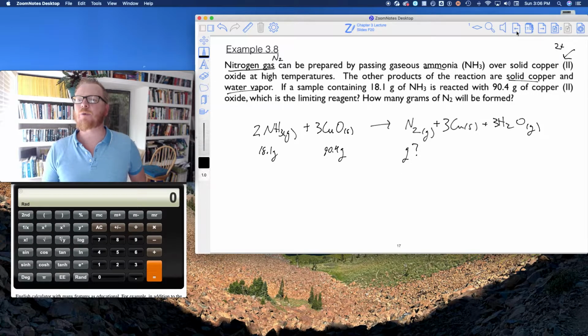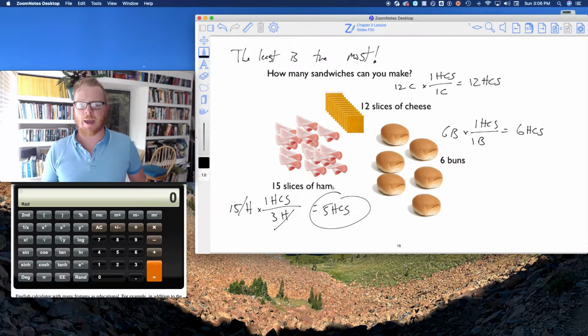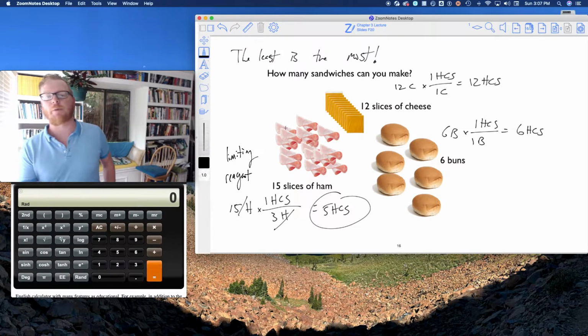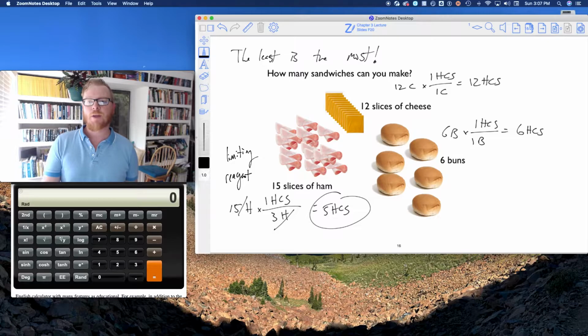And I'm just going to back up really quick. I think I forgot to say, in the simple example we were doing, the ham is my limiting reagent. I'm sorry, I forgot to say that in the previous slide. The ham is limiting because you notice from the cheese, I could make 12 sandwiches. From the buns, I could make 6 sandwiches. But from the ham, I could only make 5 sandwiches. So I would run out of ham first. That's what makes this the limiting reagent.